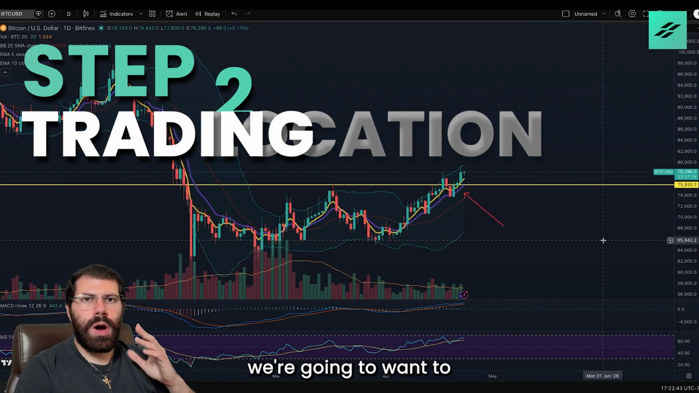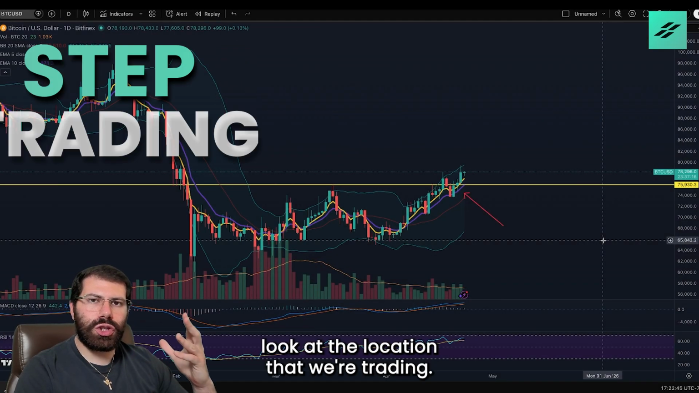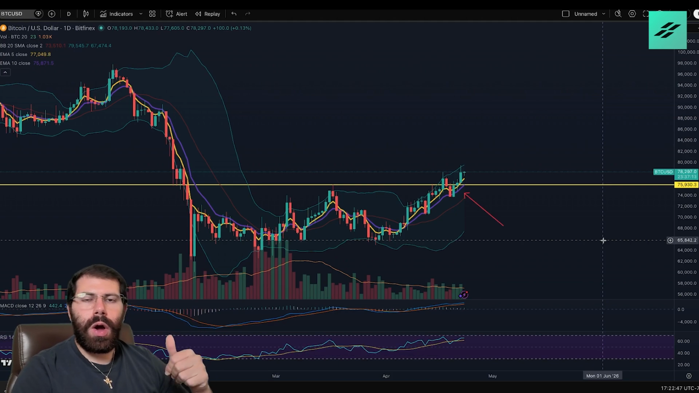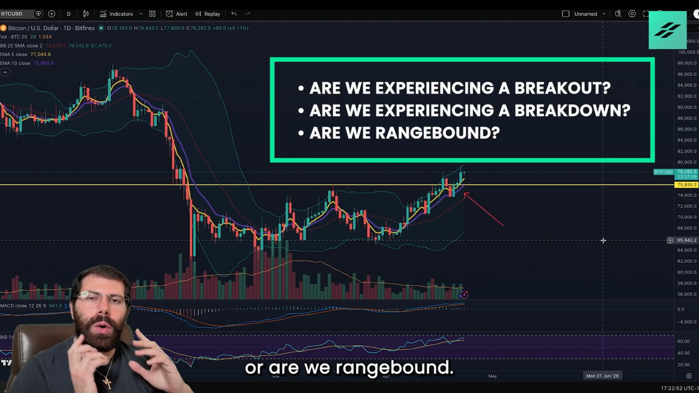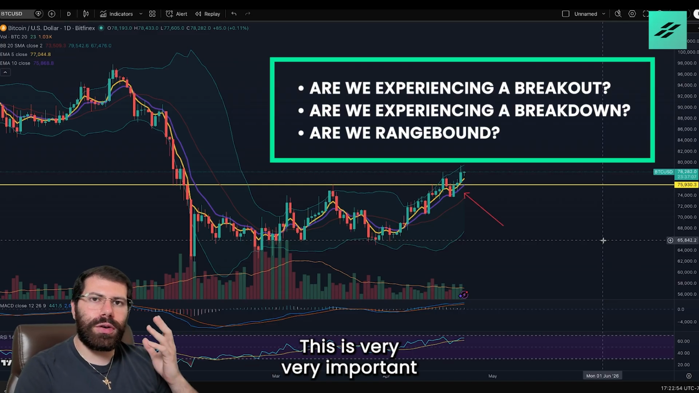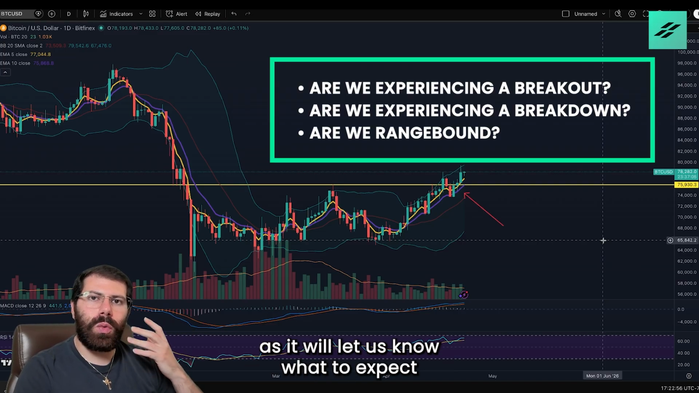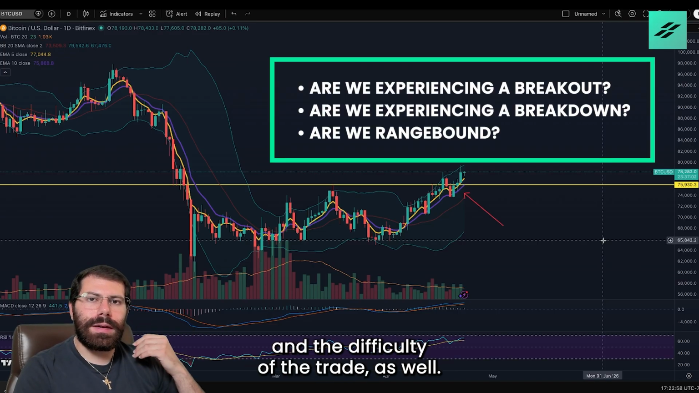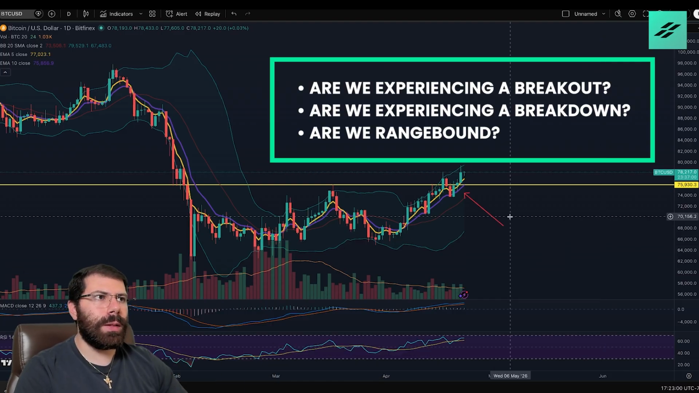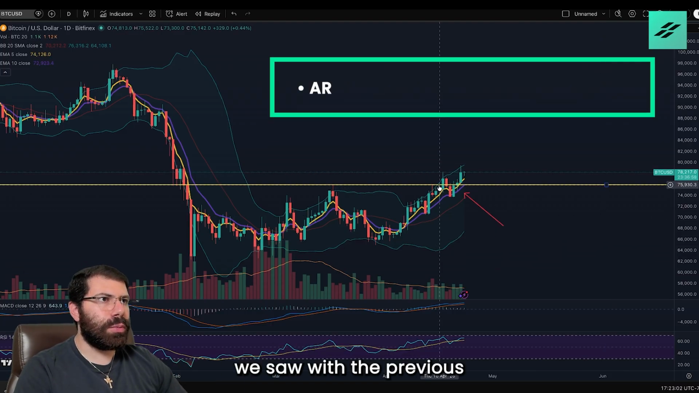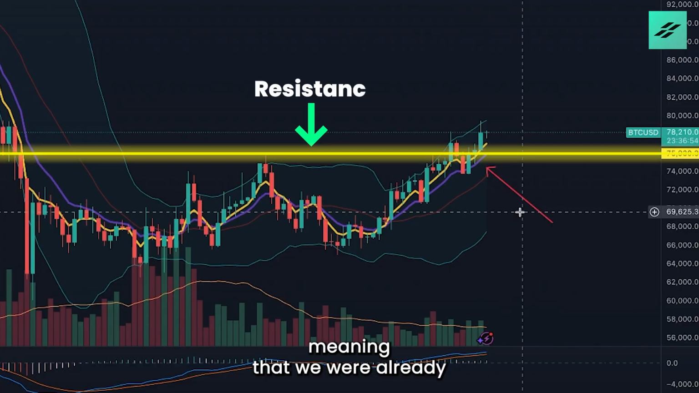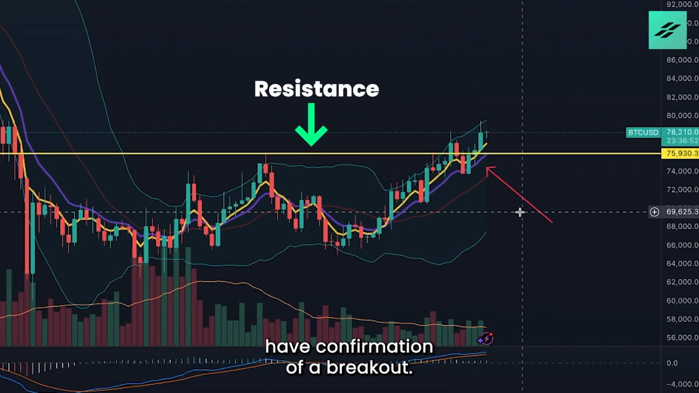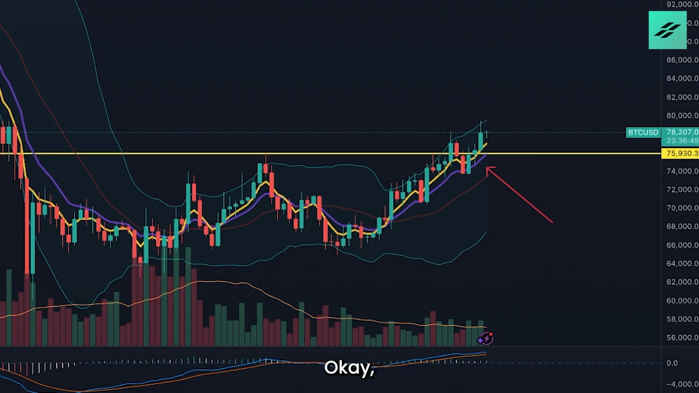Okay, for step 2, we're going to want to look at the location that we're trading. Are we experiencing a breakout? Are we experiencing a breakdown? Are we range bound? This is very, very important, as it will let us know what to expect for our trade and the difficulty of the trade as well. So as you saw with the previous example, we were actually moving above resistance, meaning that we already have confirmation of a breakout, okay?